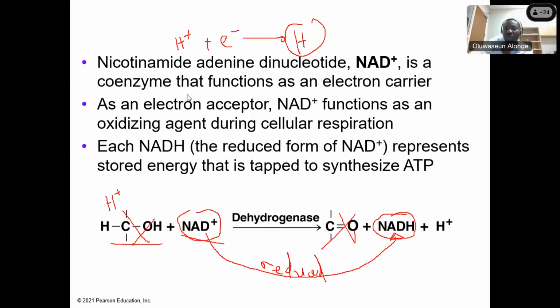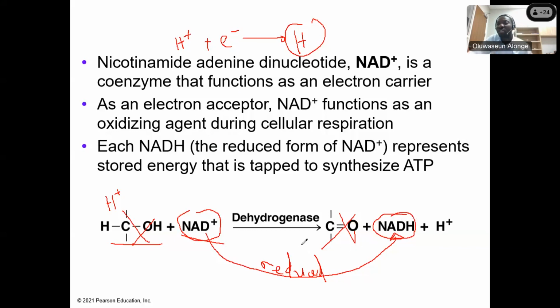So once NAD plus accepts electrons, it then becomes NADH. Now, this we call the electron acceptor. This we call the electron carrier. And of course, like I said, H has been added, and we know that when an element gains H, it has become reduced as well. So that fulfills the concept of reduction.